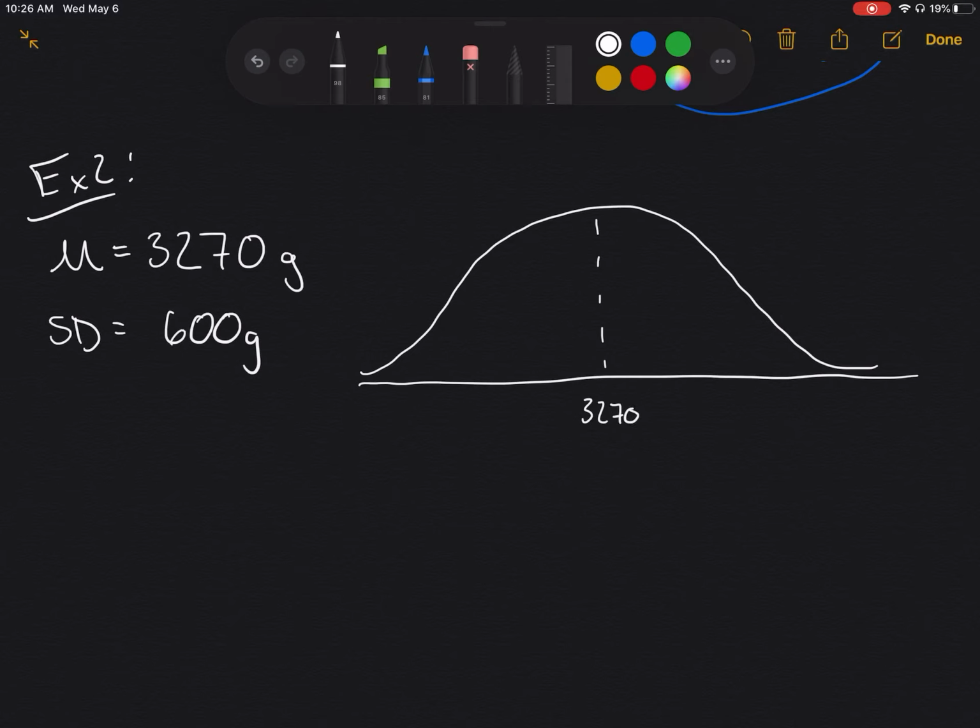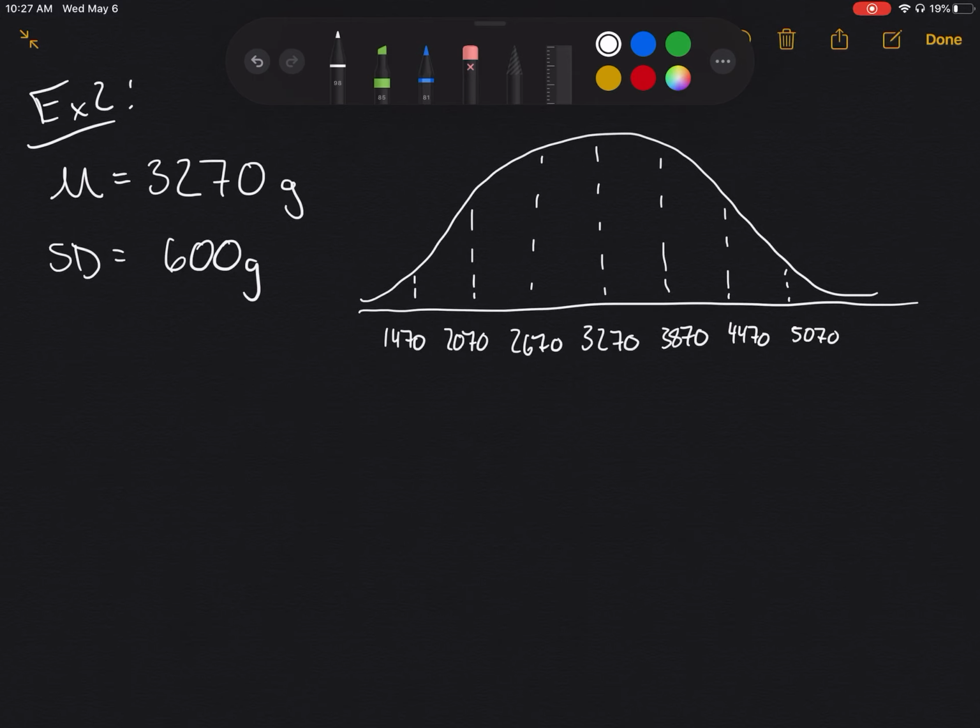So that's the mean. One standard deviation up would be 3870. 2 would be 4470. And 3 would be 5070. Right? And the other way would be 2670 and 2070, and 1470. Okay, so I've got a nice little bell curve there, and the question is going to ask us, what are the chances that a baby weighs below 4170?